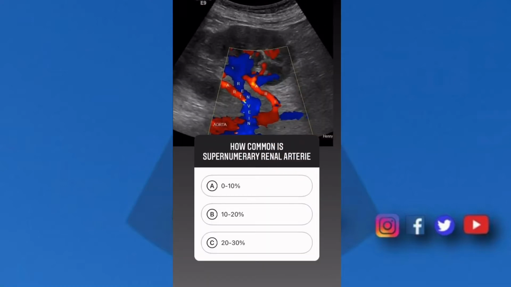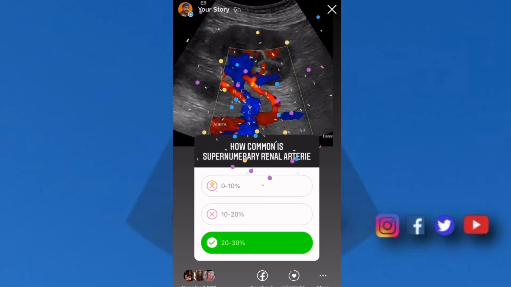How common are supernumerary renal arteries? A, 0 to 10%, B, 10 to 20%, C, 20 to 30%. Now this is not really a registry question, it's just good to know, just general knowledge. The answer is C, 20 to 30%.